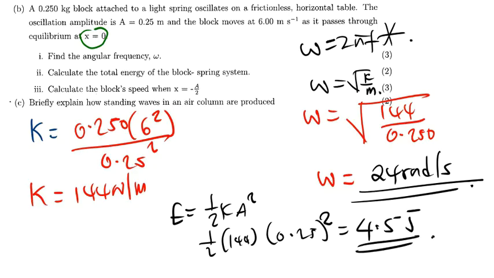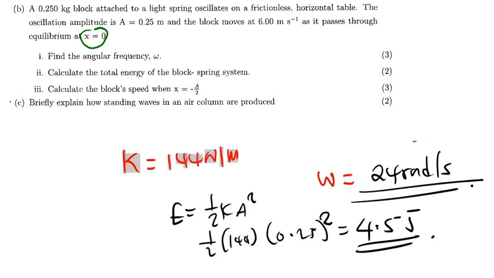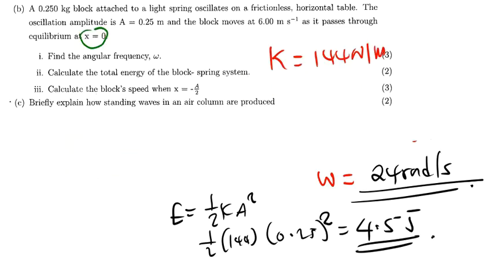Now the last question is, what is the block's speed when x is equal to negative a over 2? What will be the speed? For us to find the speed, we need to start from the mechanical energy formula. But allow me to put this k here because it's very important for us to keep it. It will help us. So now I can get rid of this.